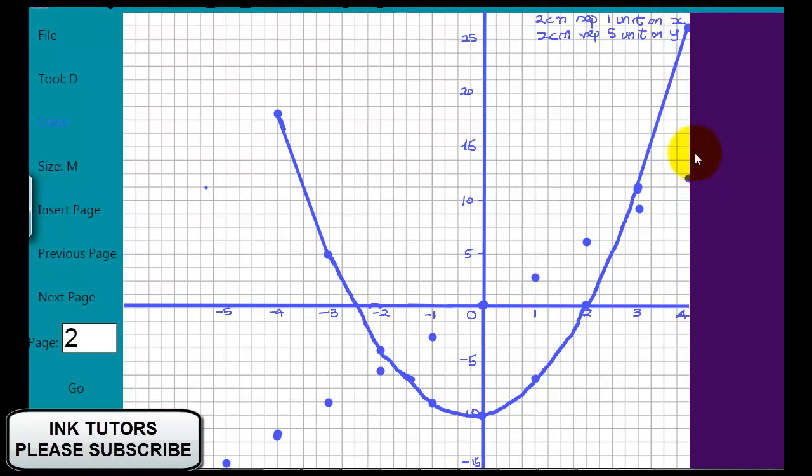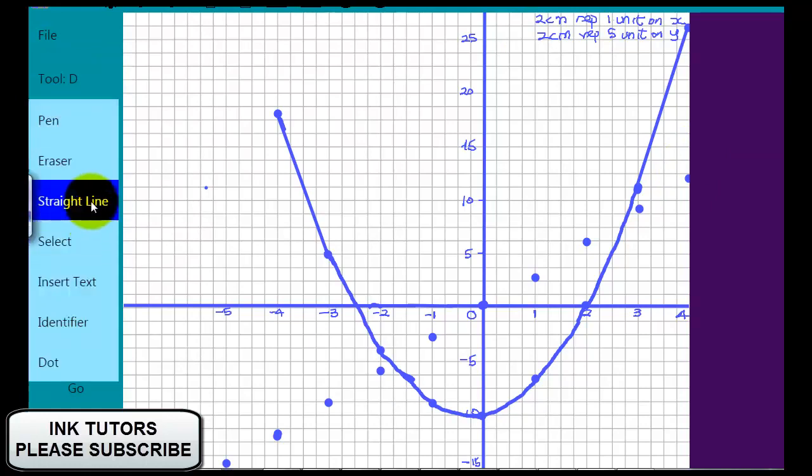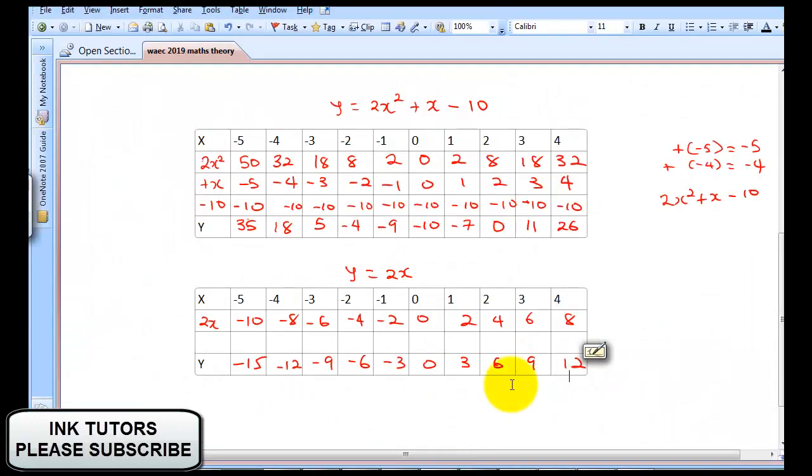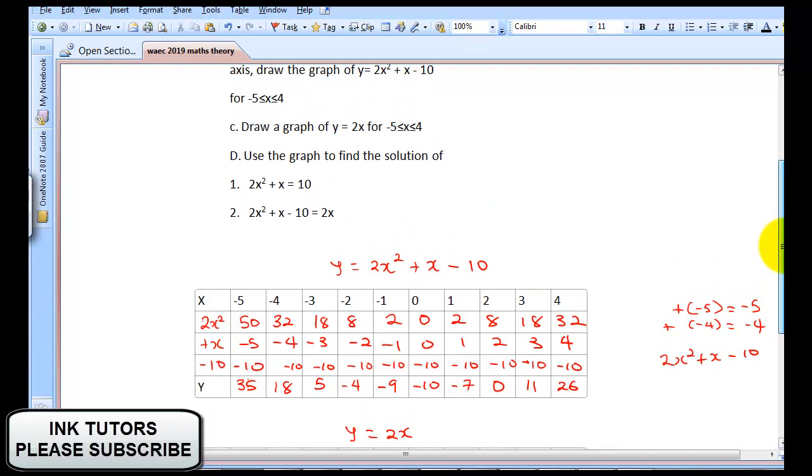Okay, so at this point, I need to now join my graph. So I'm going to use a straight line, a ruler, and join all the points. You can see how my graph is going. It's a straight line. Okay, now we've gotten my straight line graph. So at this point, the next question says, use your graph to find the solutions of 2x squared plus x is equal to 10.